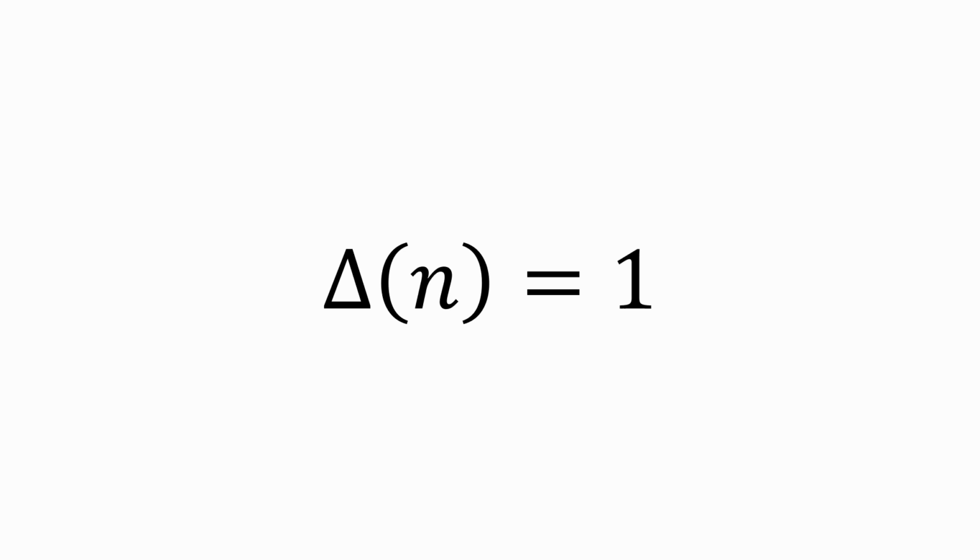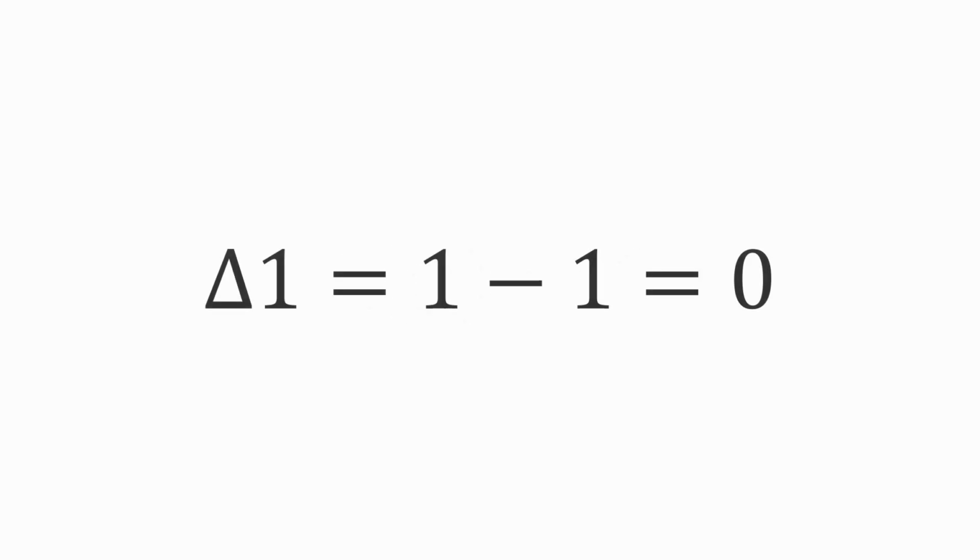Another even simpler example we might consider is that of f of n equals 1, which would give 1 minus 1, which is 0. This again fits with our intuition. F of n equals 1 is constant, so it isn't changing, so the difference between terms is 0. This is analogous to how the derivative of f of x equals 1 is 0.